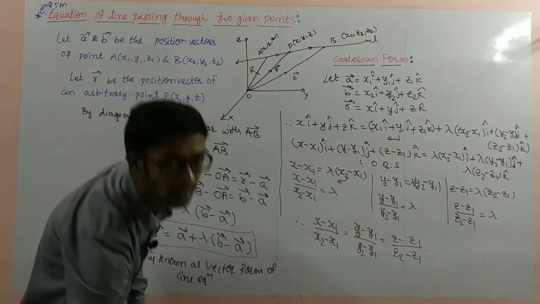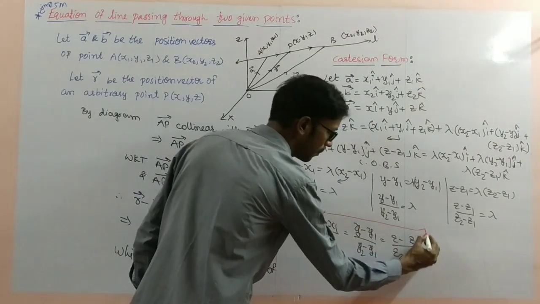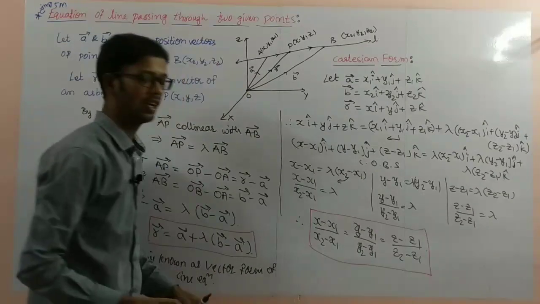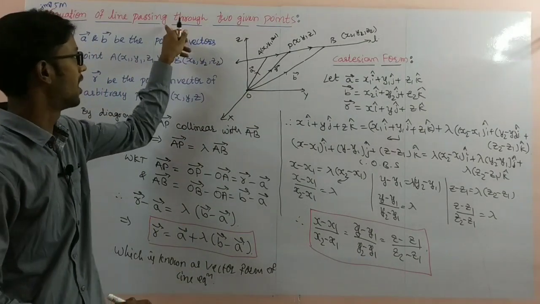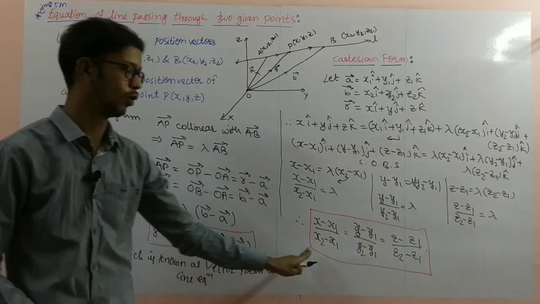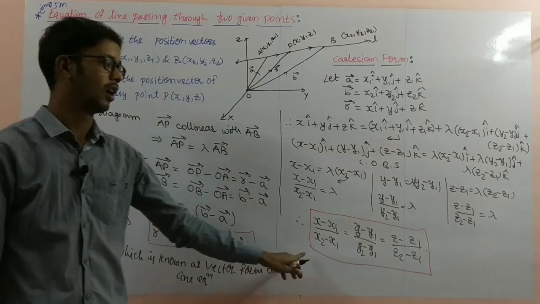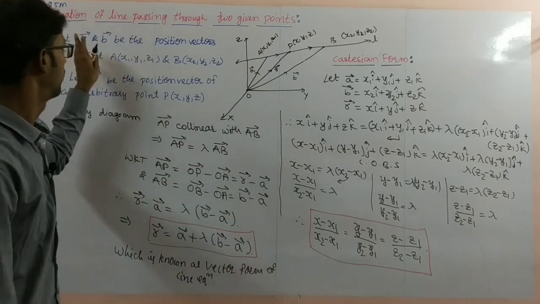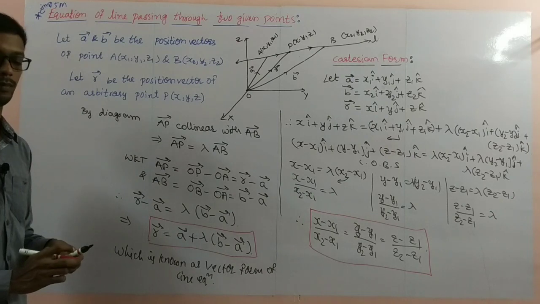So this is the Cartesian equation of a line, the Cartesian form of a line equation passing through the 2 points. If you know the 2 points, you can directly substitute. This is the vector form, this is the Cartesian form. This is also important for a 5 marks question. Pause the video to note it down.